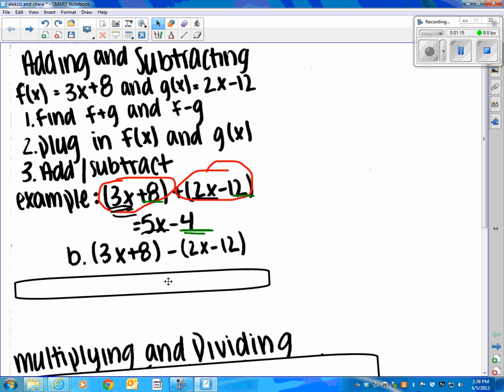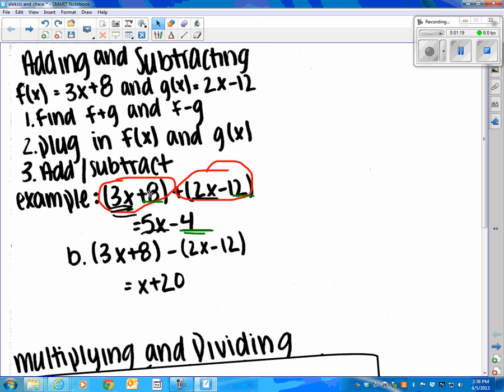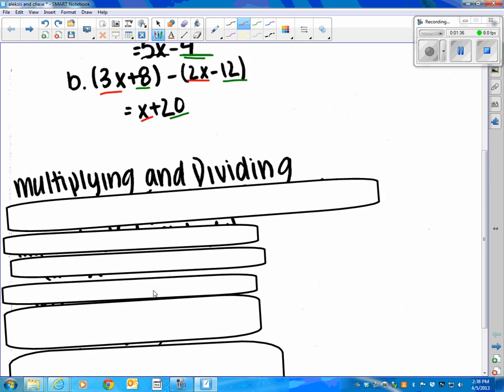Next is subtraction. Now this is where order does matter. Same rule of thumb, x to x, number to number. Please note that if it's subtracting anything in the second one, it will become addition. This is easy to mess up on, and it can throw off your entire equation.